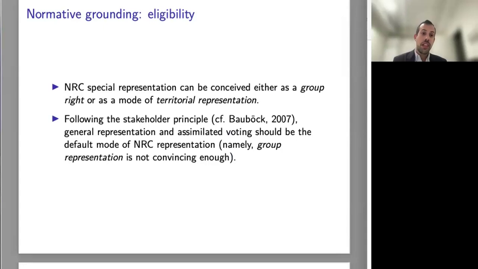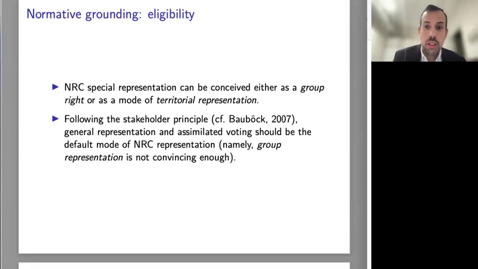So in terms of eligibility, non-resident citizens are associated with group rights. But of course, in the total normative grounding, they can be associated with territorial representation too.